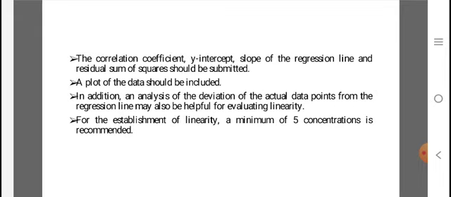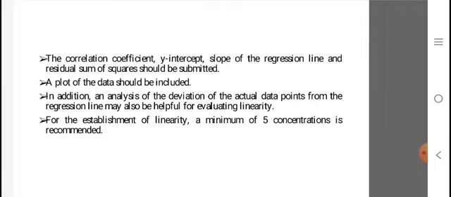The correlation coefficient, y-intercept, slope of the regression line and the residual sum of squares should be submitted. A plot of the data should be included. In addition, an analysis of the deviation of the actual data points from the regression line may also be helpful for evaluating linearity. For the establishment of linearity, a minimum of 5 concentrations is recommended.